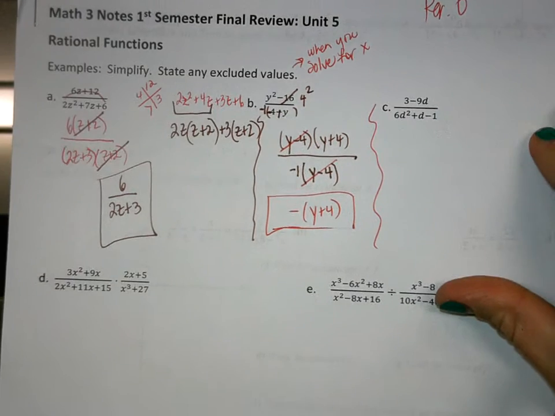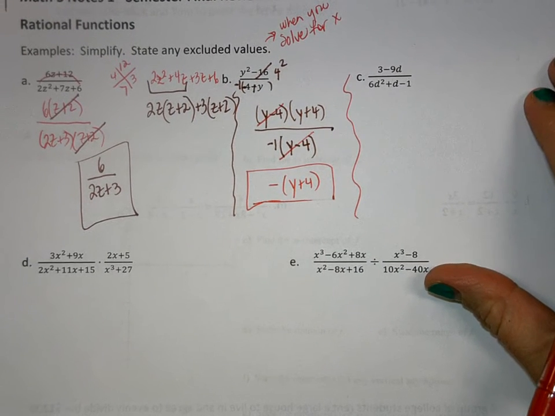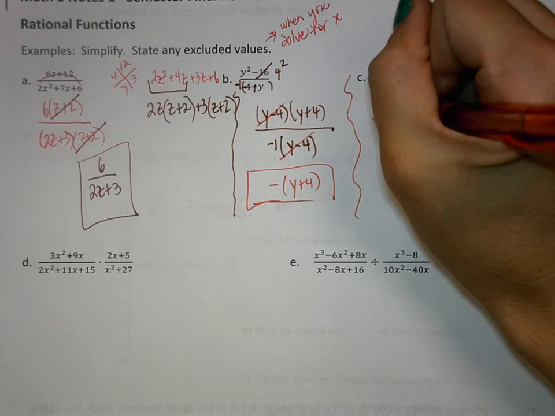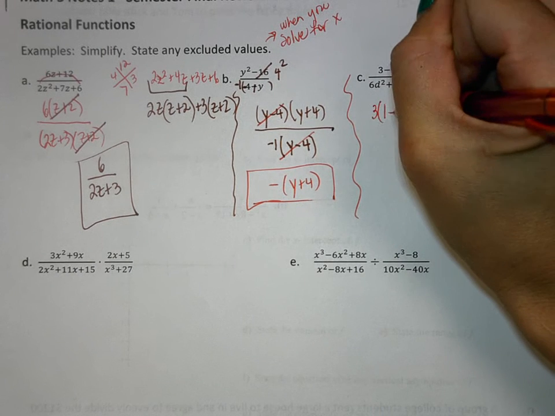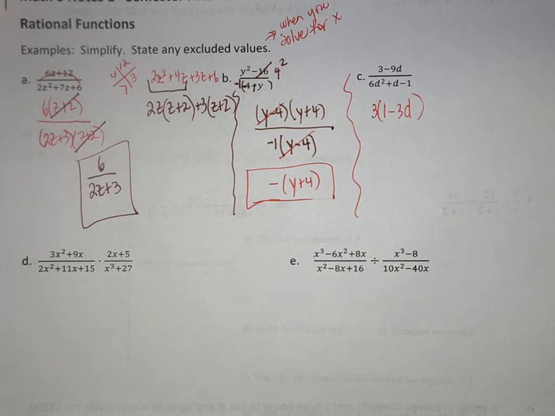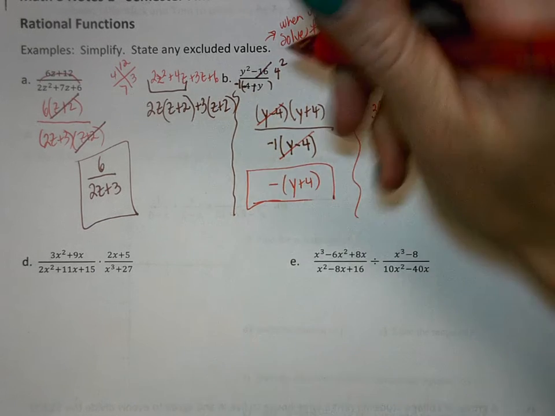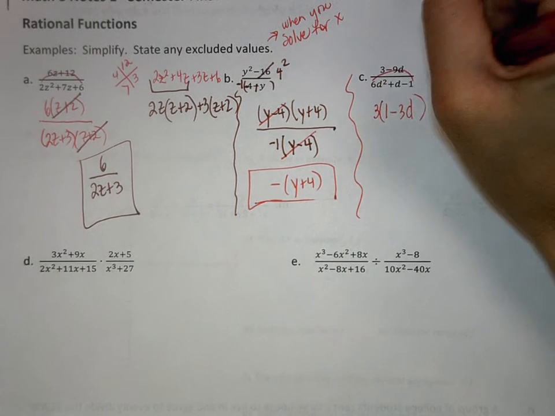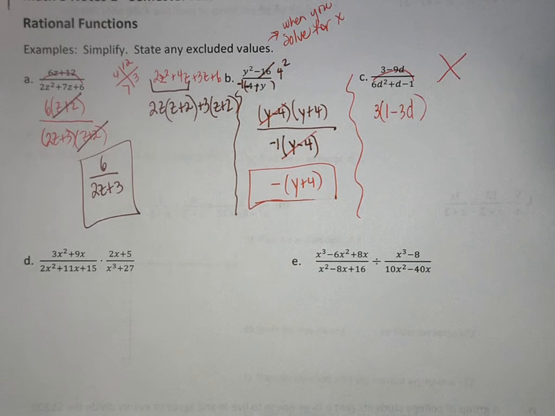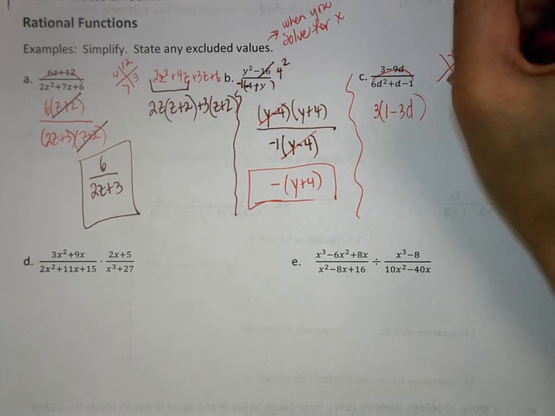On the top, can we factor anything out there? What? A 3. Good. So we're going to take out a 3, and we're left with 1 minus 3d. Okay, denominator. Can I factor anything out? Is there any GCFs? No. So what do we do? Good. Multiply by 6. And so 6 times negative 1 makes negative 6, and then I have a 1.